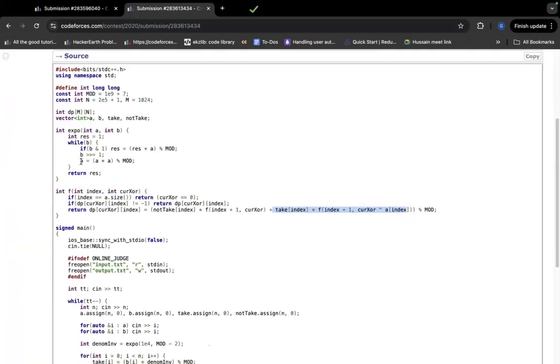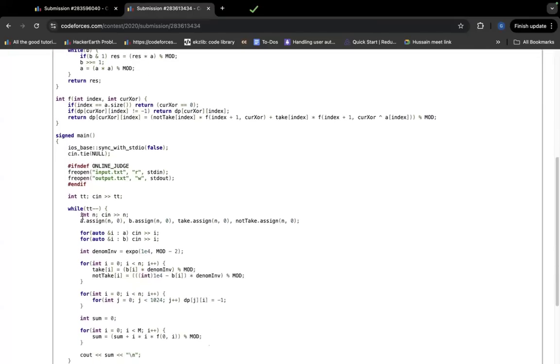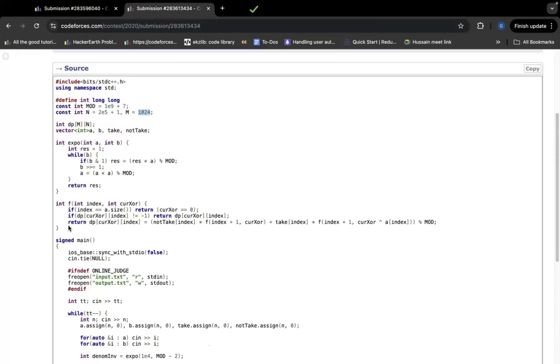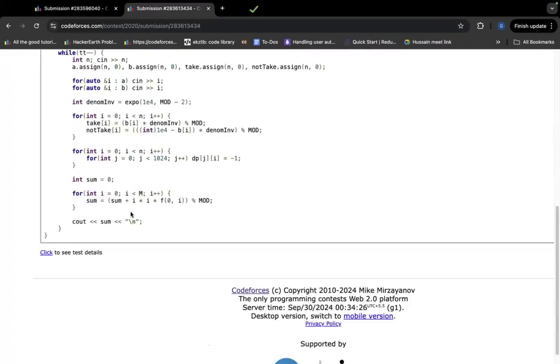Why did this give an MLE? Because my DP array has n as 2 raised to 5 and m is 1024. So do you agree this DP array would be 2e5 into 1024, which is 2e8 size? Yes or no, guys? Yes. So that is why it gave an MLE. Let me just browse through the solution for you guys. Then I'll explain what I did to optimize this.